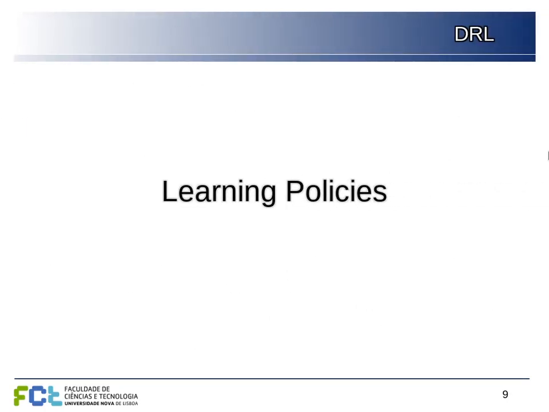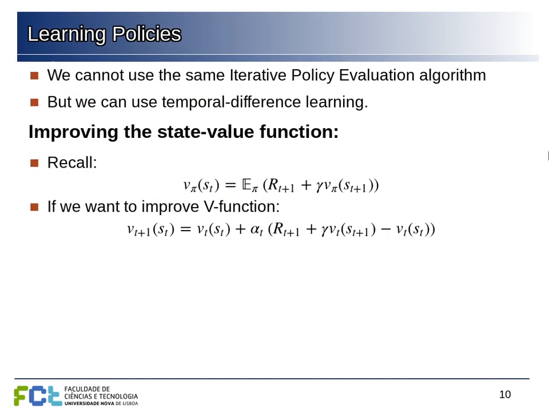So let's see how we can learn policies. Basically, what we want to do here is to train the agent to act in the best way possible. This would be the policy that gives the agent the information on how to act for each state that it can find itself in. We cannot use the same iterative policy evaluation algorithm that we saw before, because we don't have access to the complete Markov decision process, so we cannot use that algorithm.